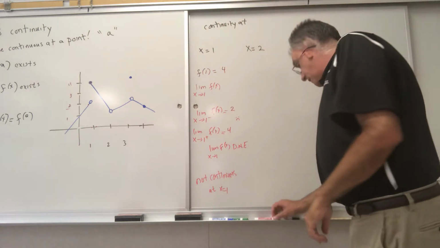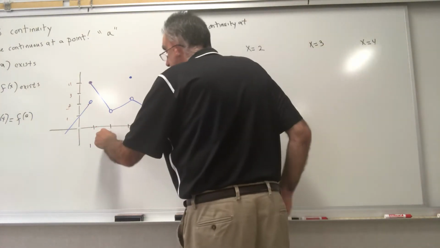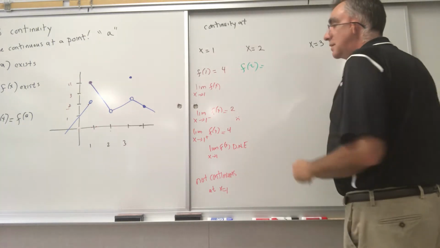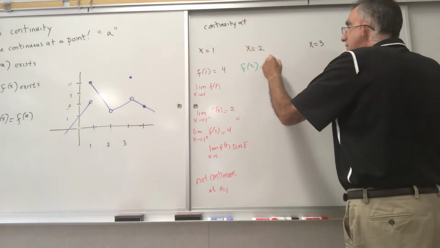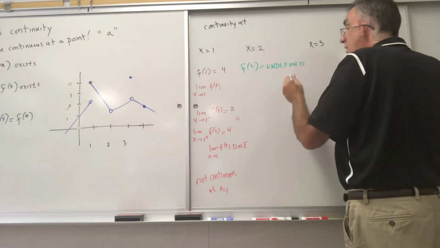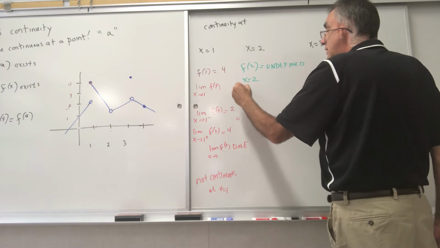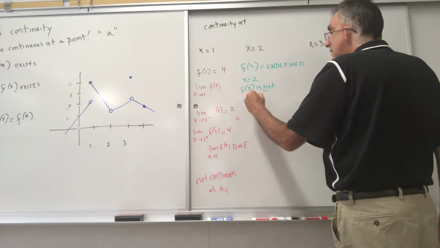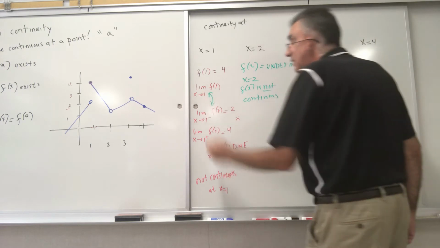Now let's compare that to the next one, 2. Let's look at 2. What is f of 2? Crap, there is no f of 2. It's undefined. So right away, we can say at x equals 2, f of x is not continuous.